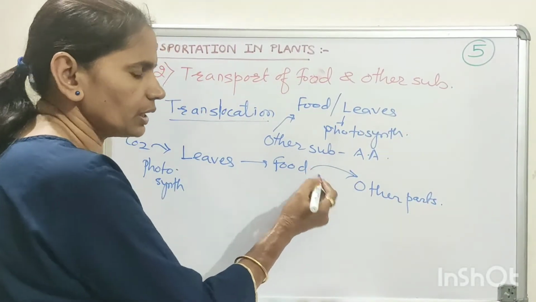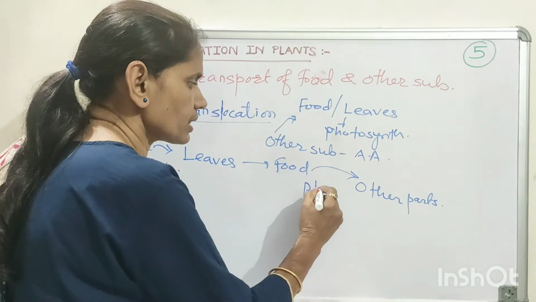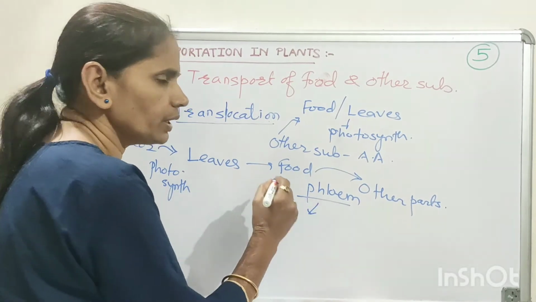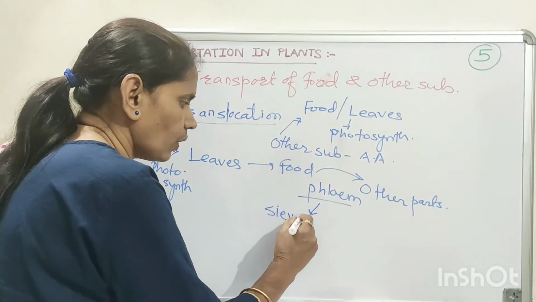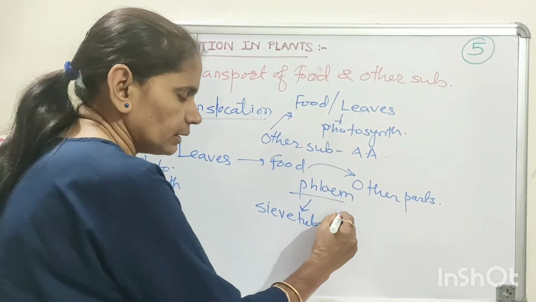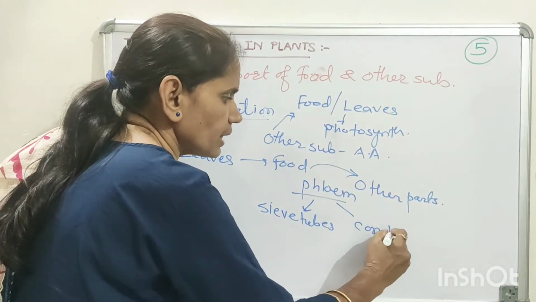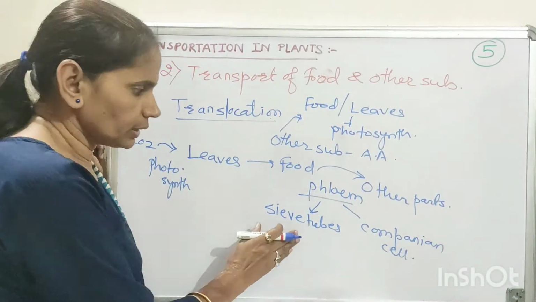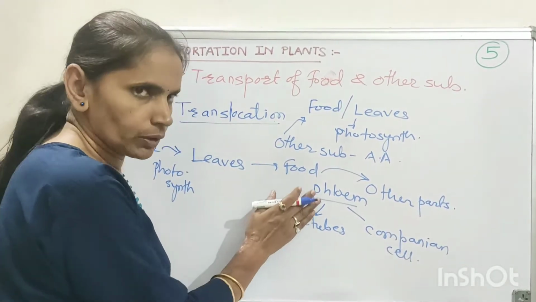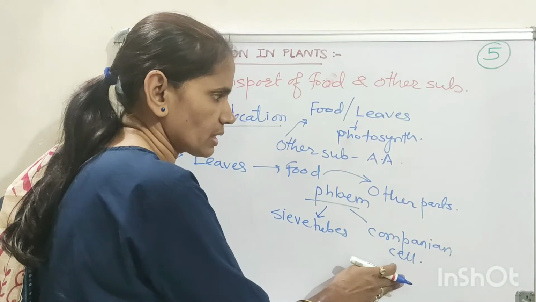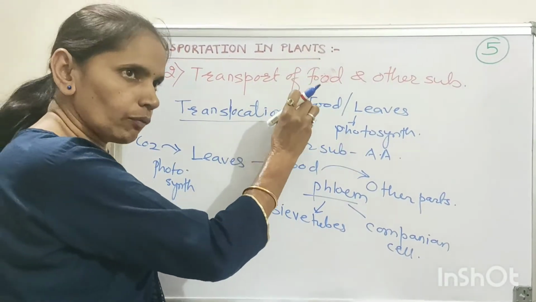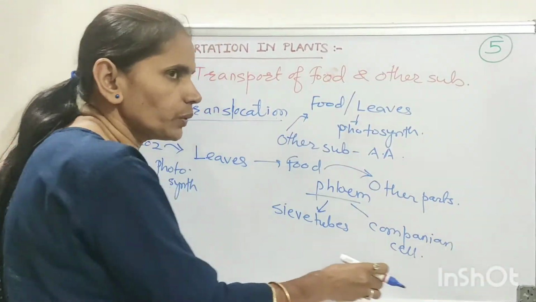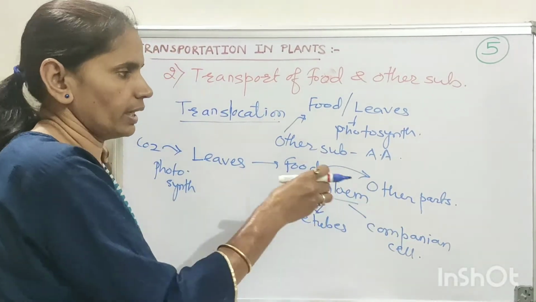Now this transportation is carried out via the system of tissue, that is phloem. It is carried out by the sieve tubes of the phloem and the adjacent companion cells. These cells also help in the transportation. So together, with the cooperation of sieve tubes of the phloem and the adjacent companion cells, whatever food is formed or present in soluble form in the leaves will be transported to all parts, that is the stem as well as roots.